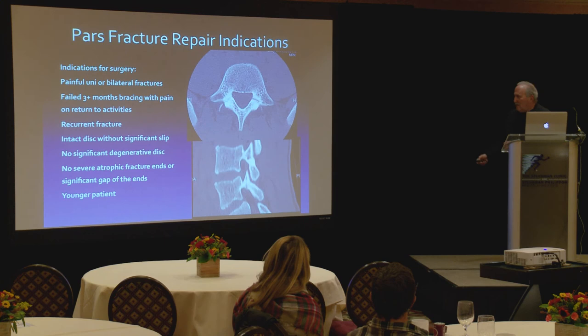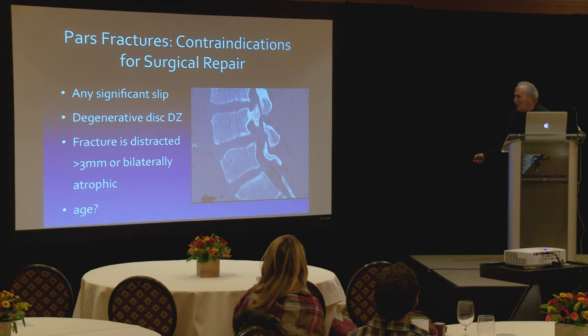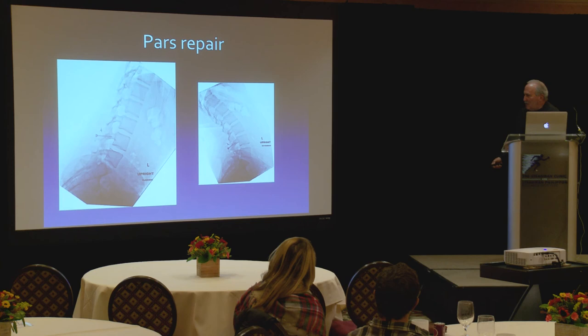So there are certain kids that have pars fractures that should be fixed and ones that are going to be a challenge to fix. If the fracture is distracted 3 millimeters or more, or bilaterally atrophic, they're going to have a poor surgical result. But this is what a repair looks like. And you can see this is, I think, 3 years after the repair. Range of motion's great, no slip, and the kid is playing soccer.